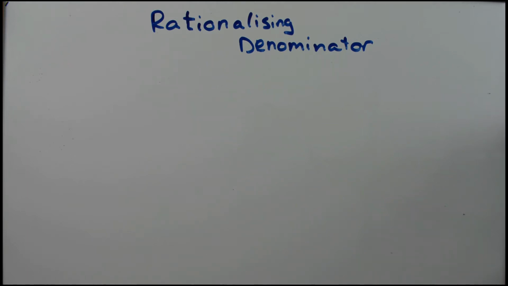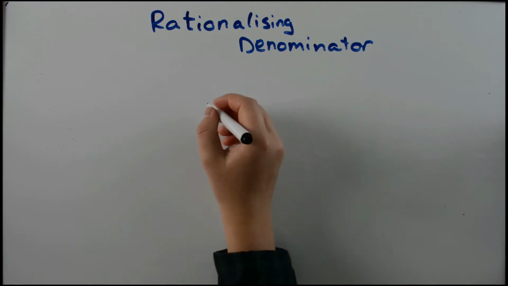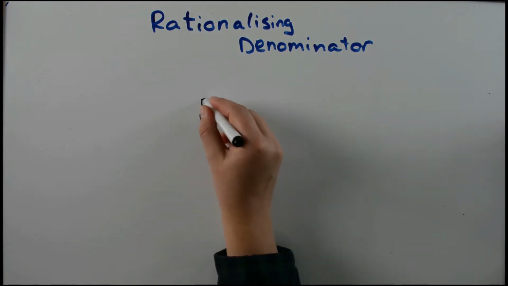In today's video we'll be rationalizing denominators. This is also known as rearranging fractions that have surds in their denominators. First of all, we are going to look at how to get rid of the square root sign.